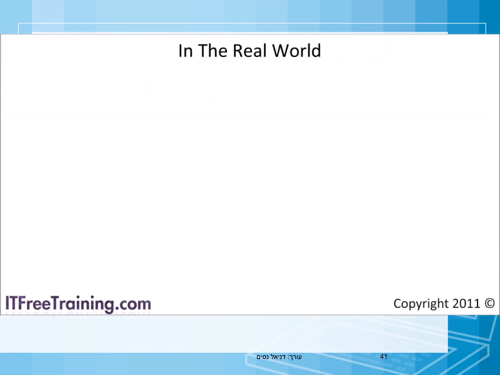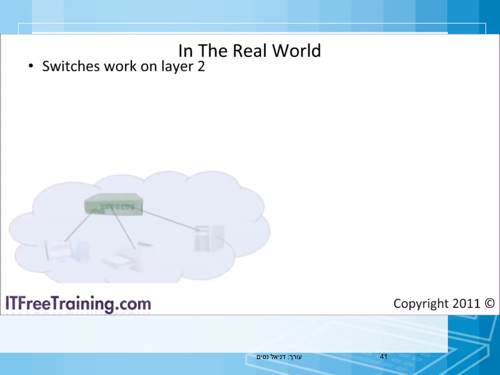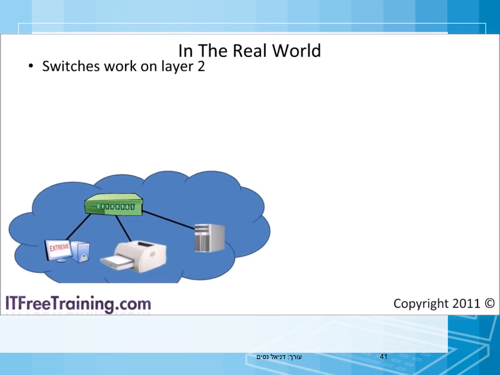To put the OSI model in perspective, you will see a lot of literature that refers to a device as a Layer 2 device or Layer 3 device. Switches work on Layer 2 of the OSI model. If you consider this small network, the switch is able to decide, based on the destination packet, which device to send it to. For example, packets coming from the computer to the printer would be directed straight to the printer. Packets going to the server from the computer will not be seen by the printer.